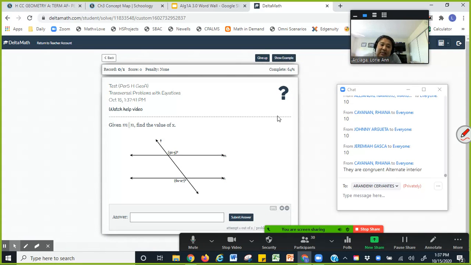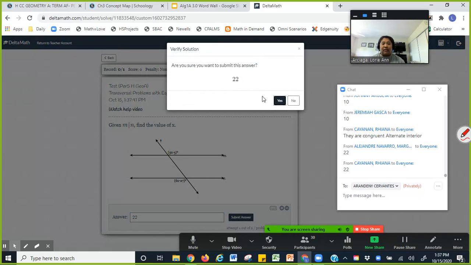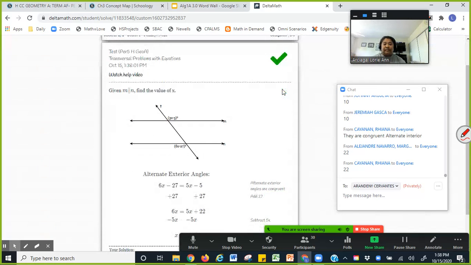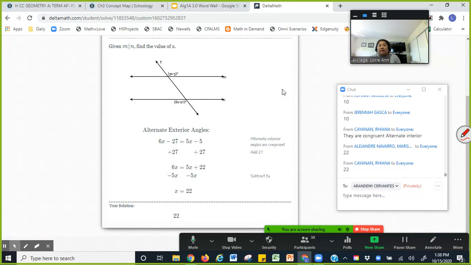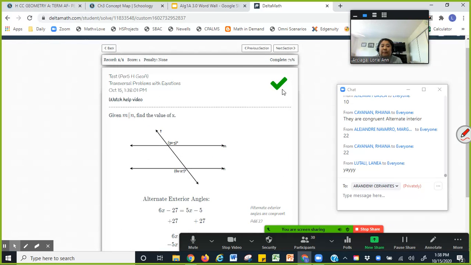What are these angles? 22. So what kind of angle did they form? Let's try 22. Ouch. All right, these two are alternate exterior. Yay, and they're congruent to each other. So both of them are on the exterior region, but one is on the left and the other is on the right. That's great. Next section.